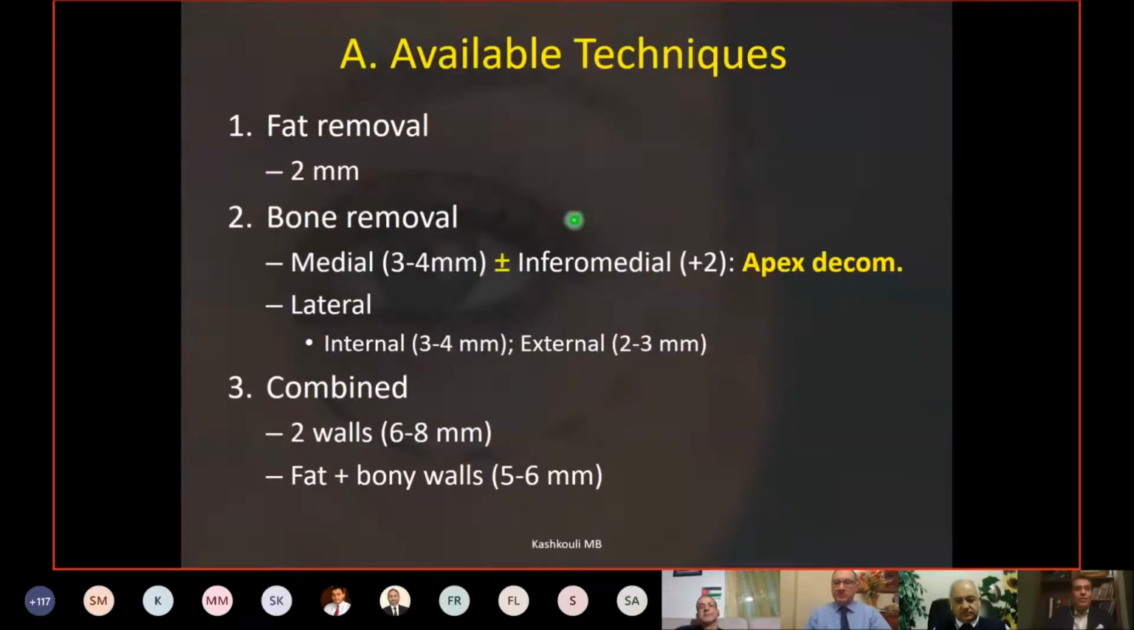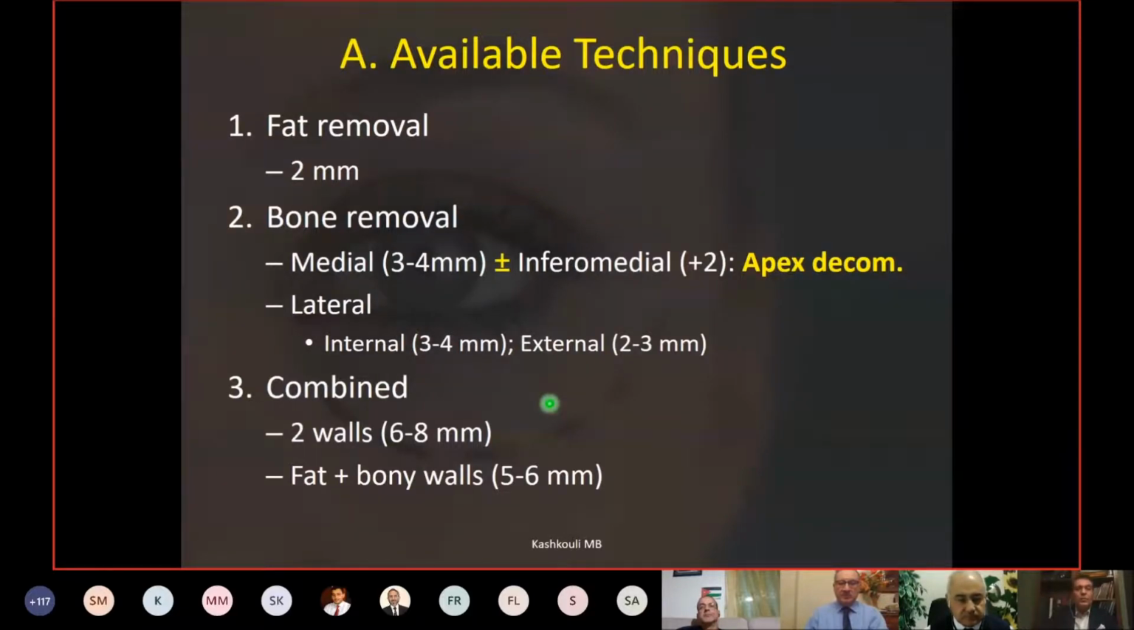So what techniques do we have? It is either fat removal, which will give you, from the literature review, almost 2 millimeters of decompression, or bone removal, medially up to 3 to 4, inframedially adding 2 to 3 to 4, but this is the best one for apical decompression. When it comes to DON, this is the target for decompression, firstly. Then we have bone removal of the lateral wall, either external or internal, nowadays internal more. And the third one is combining fat and bone from different walls.